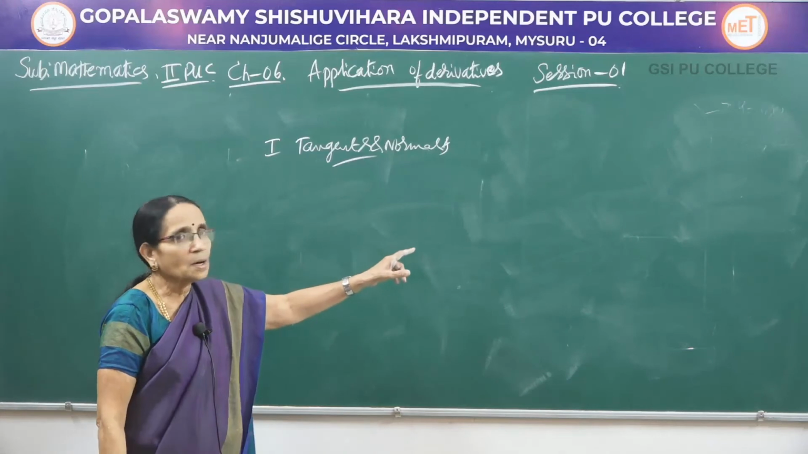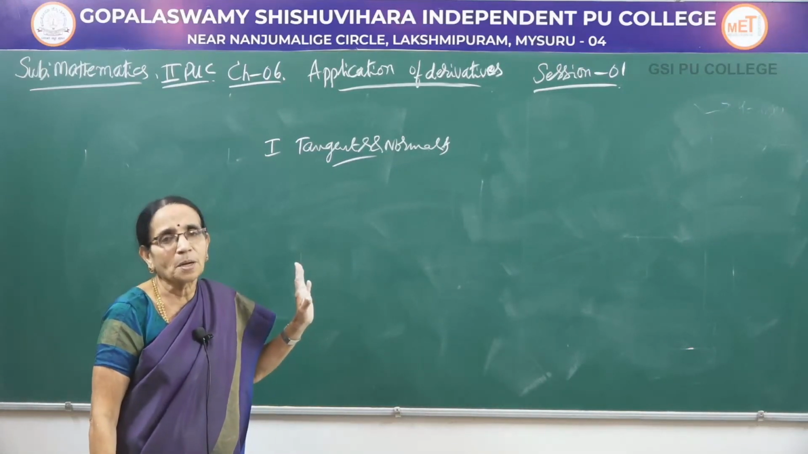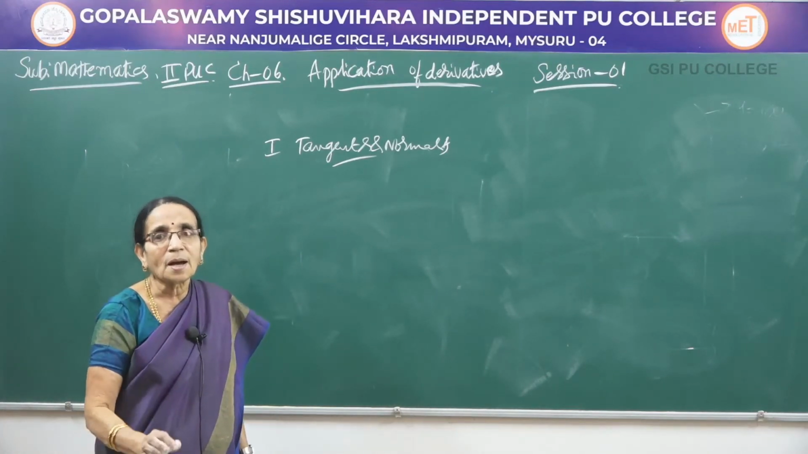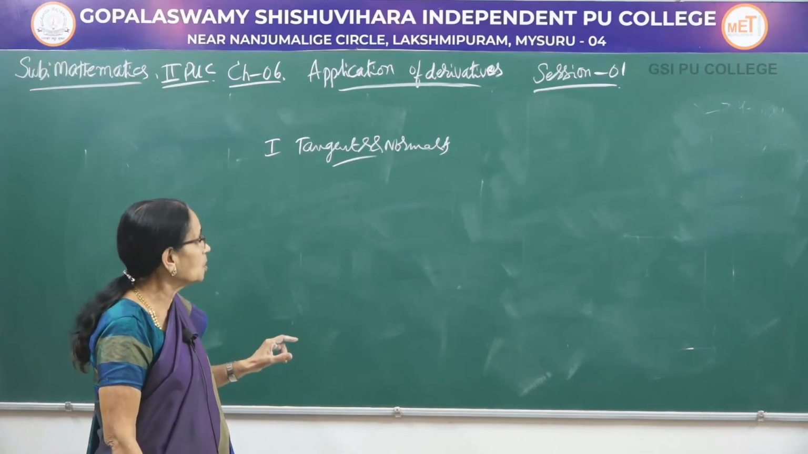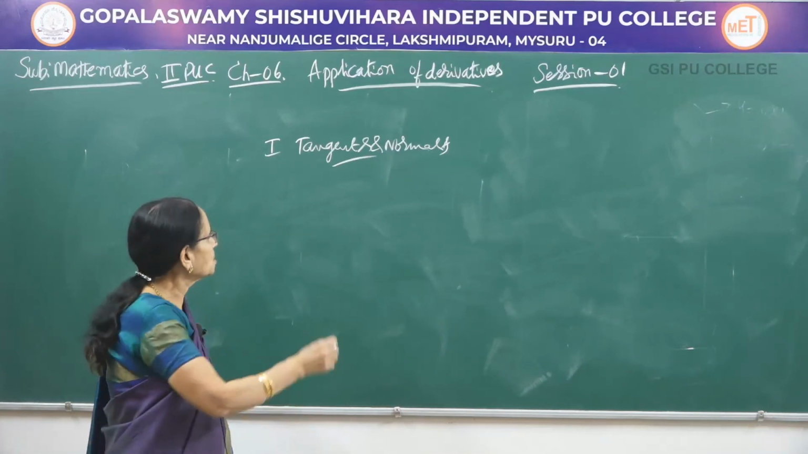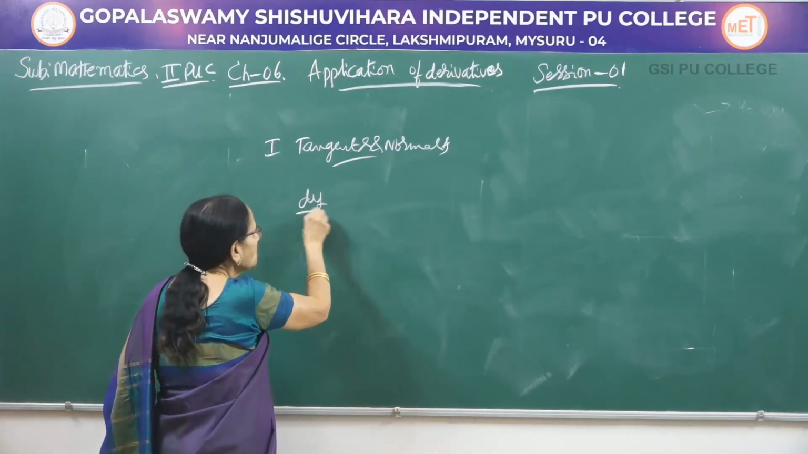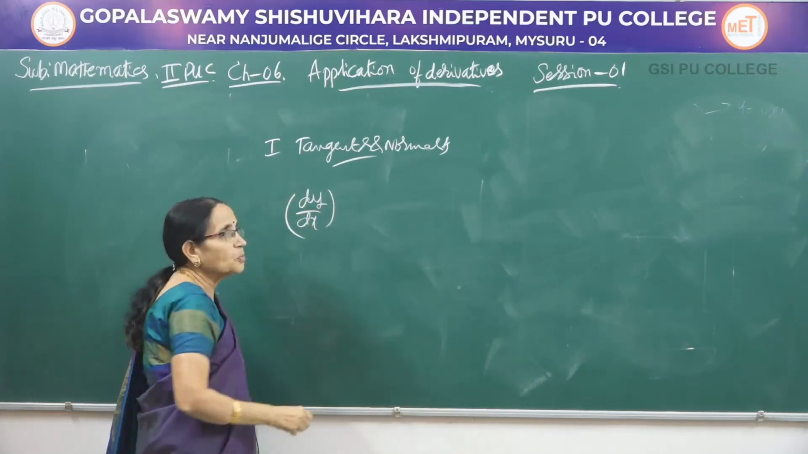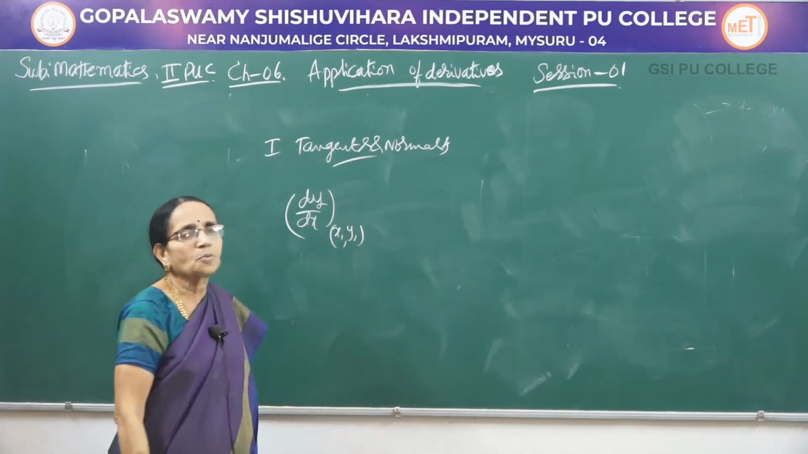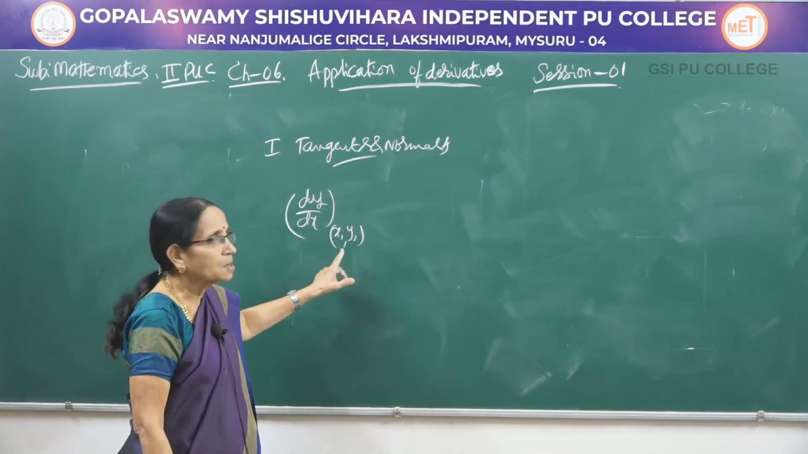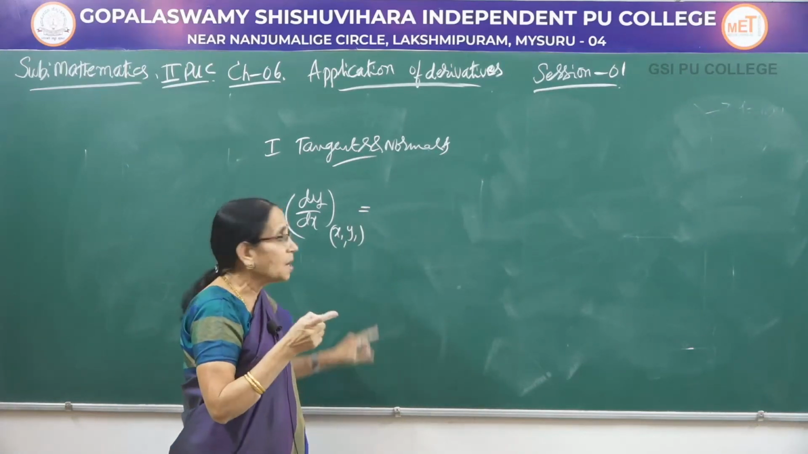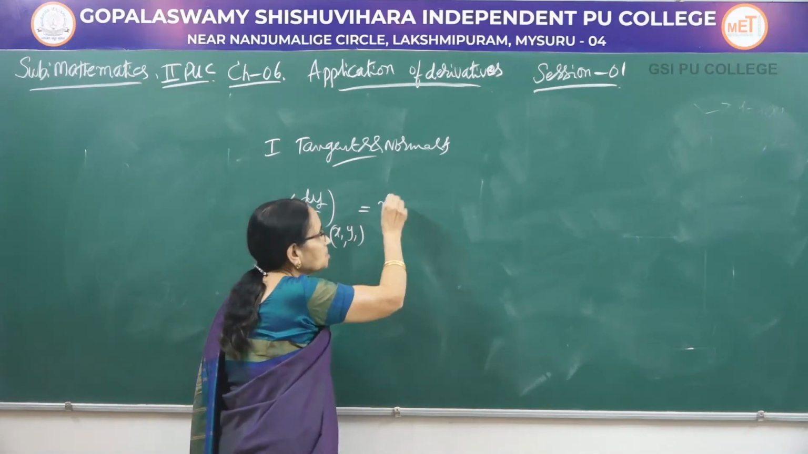For that, we should have the knowledge of the geometrical meaning of dy by dx. For that purpose, I taught you about this. For the first application, tangent and normal, we will be calculating the equation of the tangent and the equation of the normal. Now, just now I told you dy by dx gives you the slope of the tangent. Suppose the tangent is drawn at a particular point x1 comma y1. So, dy by dx at x1 comma y1 is the slope of the tangent at x1 comma y1.